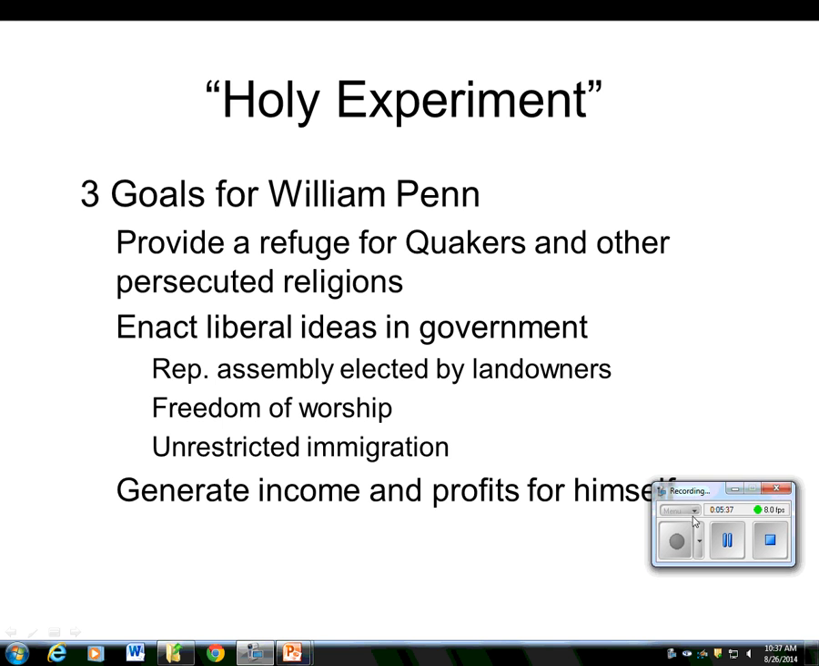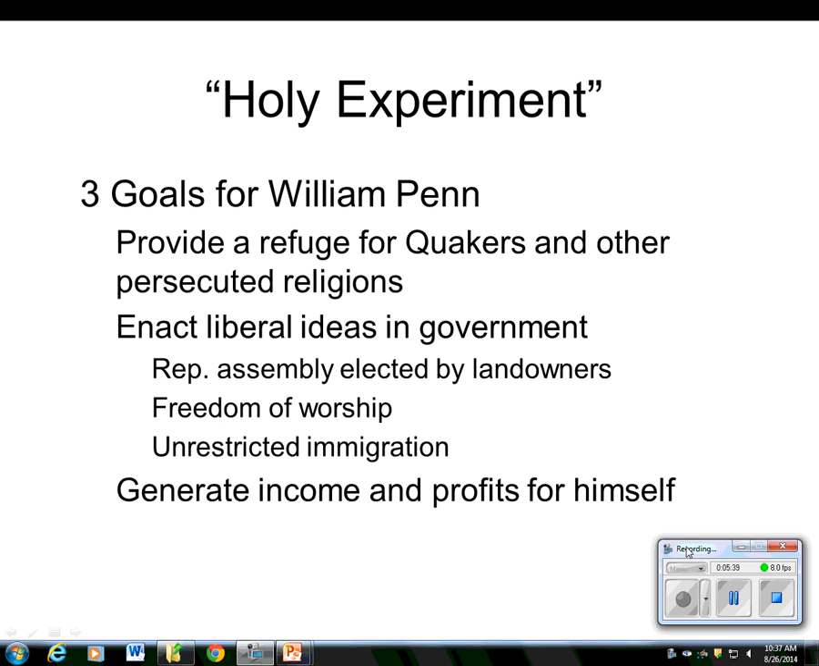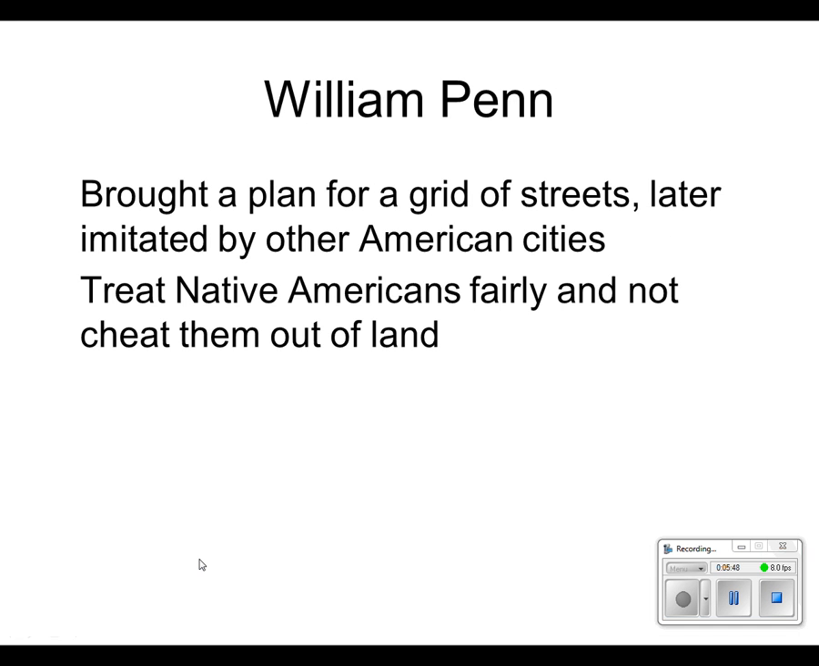William Penn felt that we should be able to allow anyone to come to the colony that was going to generate more money and things like that. And then his third goal was to obviously generate income and profits for himself. So the more people hopefully meant more income for William Penn.